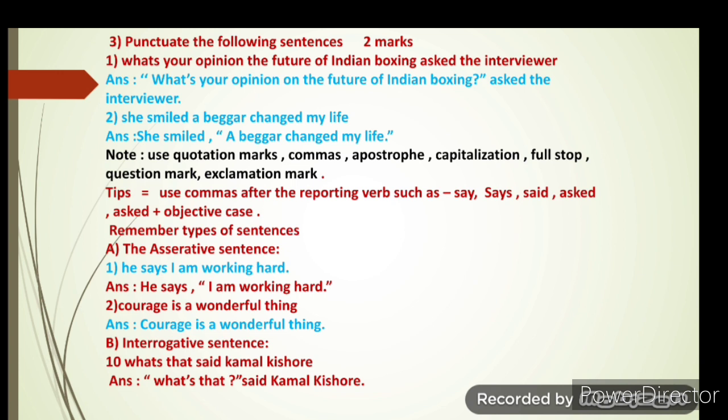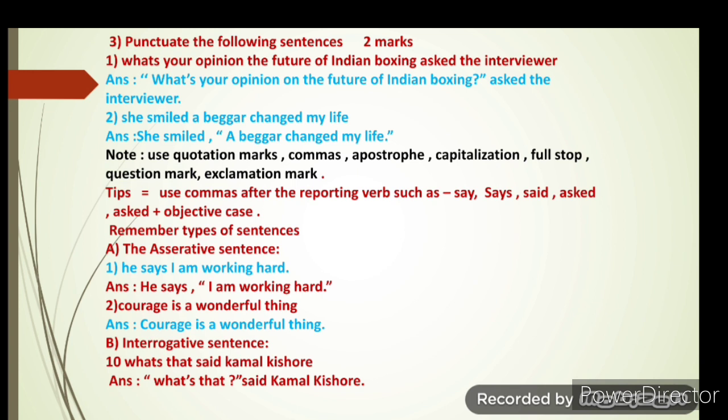W should be written in capital. Use double inverted commas before What, then put a question mark at the end of the word boxing. It's reported speech, so close with a double quotation mark. Next, put a full stop at the end of the sentence.